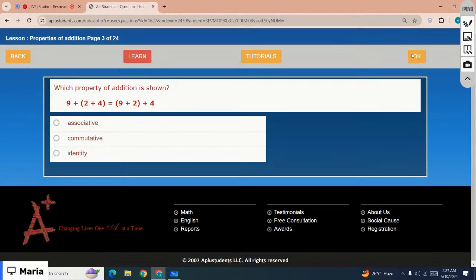The correct option is associative property. That is the one we just learned. When you have three numbers involved with parentheses, the numbers are the same, just the order of adding the numbers is different. So that is associative property.